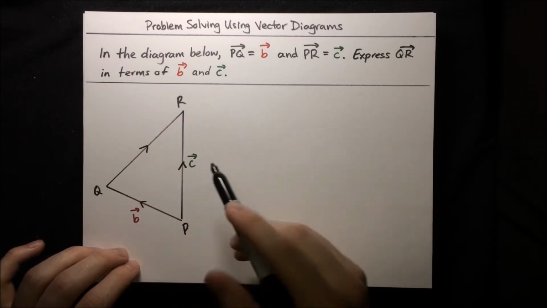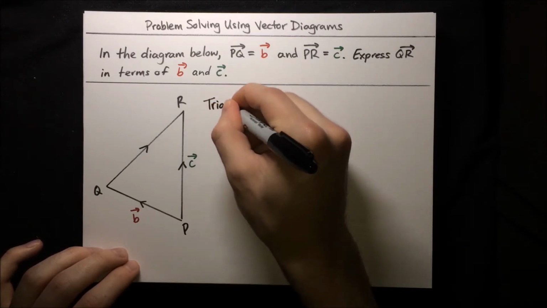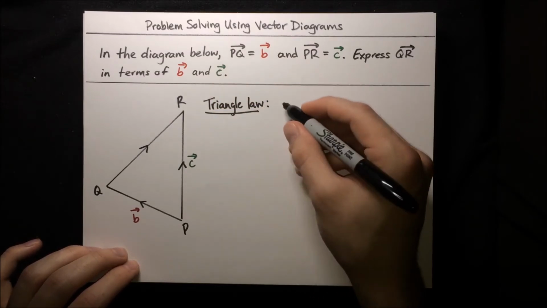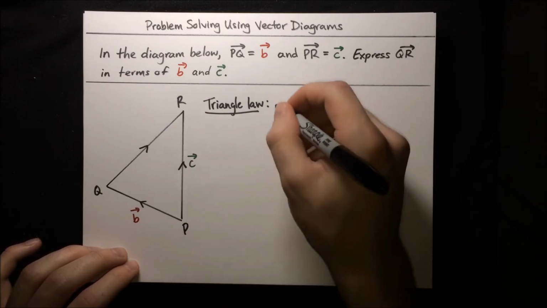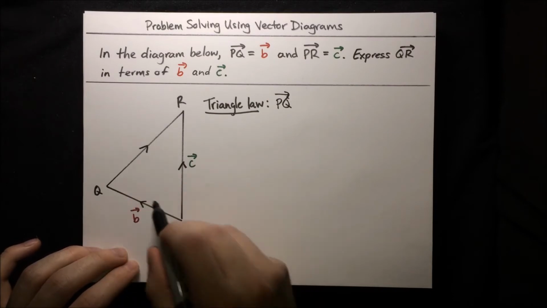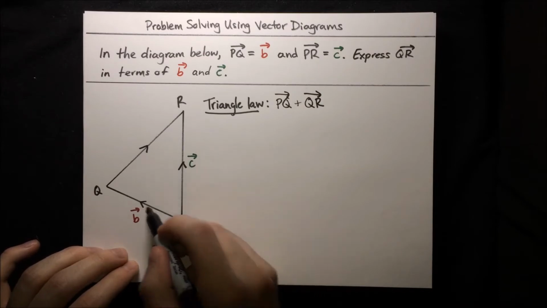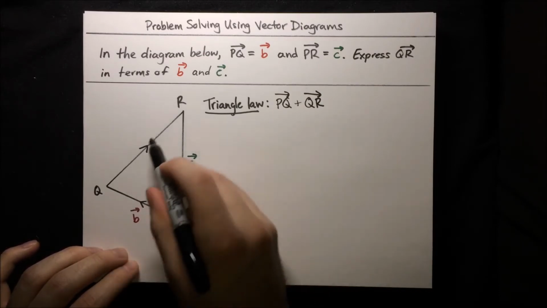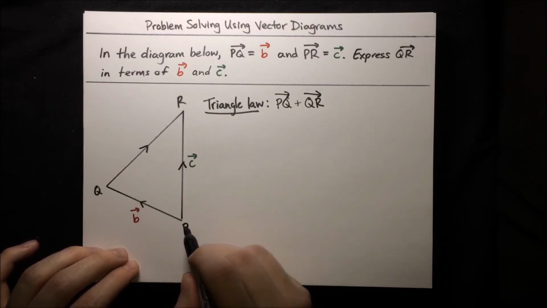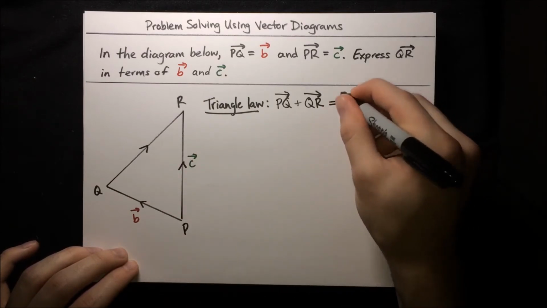Alright, so how are we going to express QR in terms of the vectors B and C? Well, why don't we start with the triangle law for vector addition. The triangle law just tells us that we can add vectors end to end. So say we have vector PQ, that's this vector right here, and say we add the vector QR. So that's like traveling from P to Q here, that's vector PQ, and then from Q to R, that's the vector QR. And another way to say that is just starting at P and ending at R. So that's equal to the vector PR.